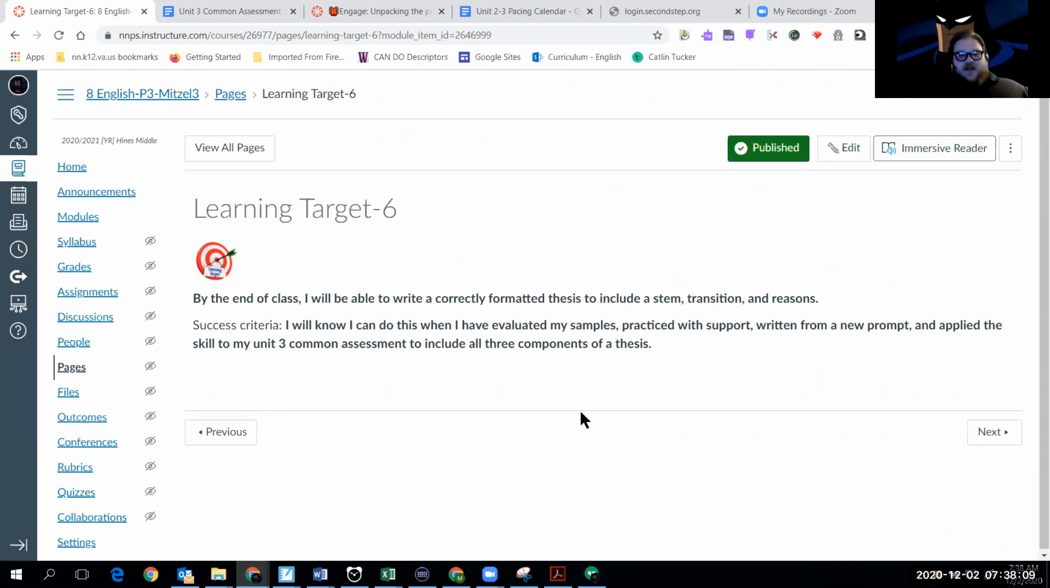By the end of class, I will be able to write a correctly formatted thesis to include a stem, transition, and reasons. I will know I can do this when I've evaluated my samples, practiced with support, written from a new prompt, and applied the skill to my Unit 3 Common Assessment to include all three components of a thesis.